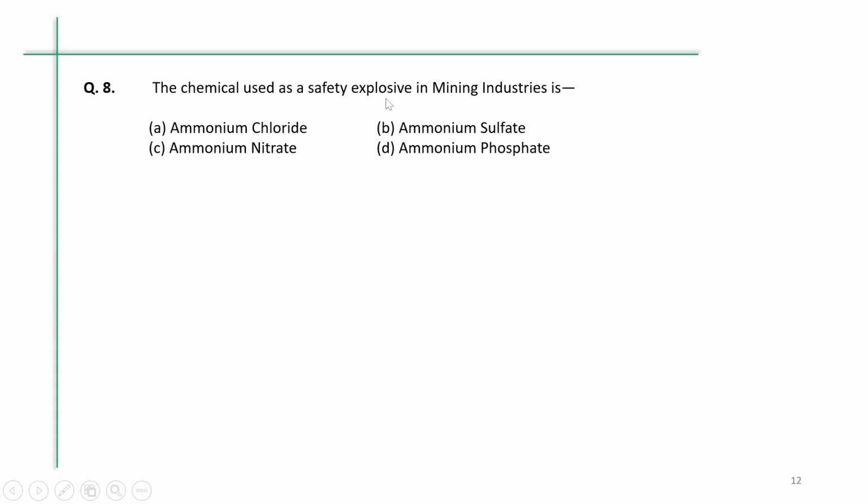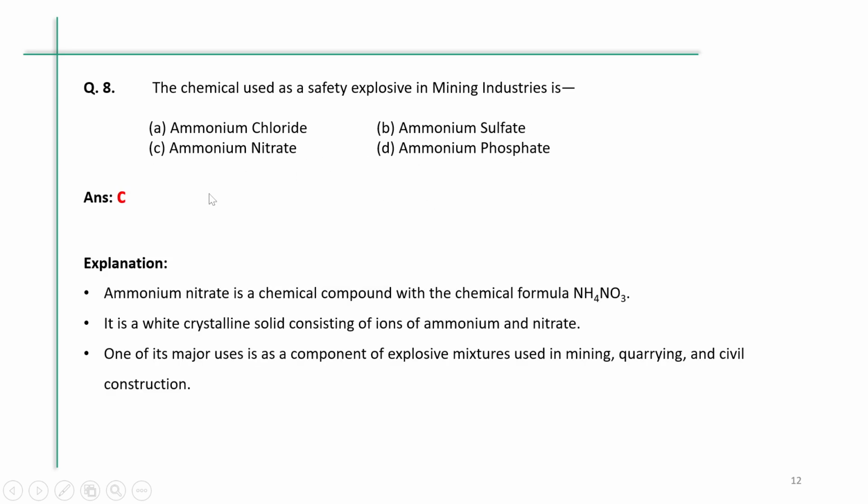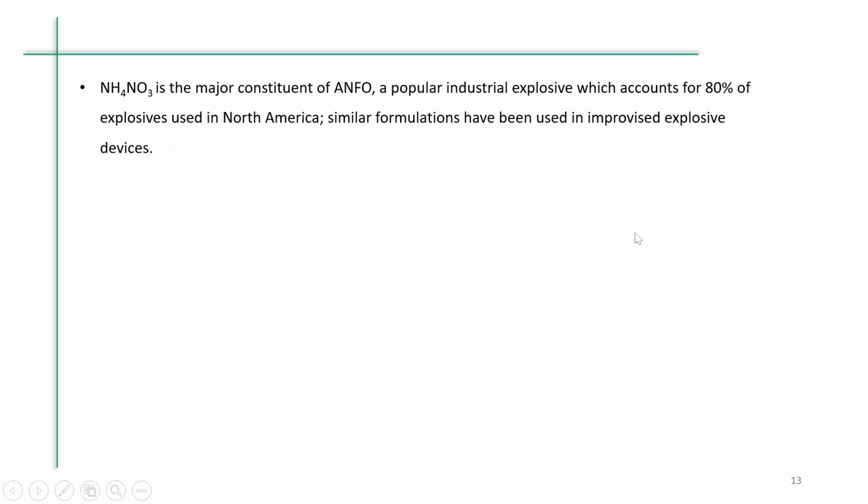Then moving to the next question, the chemical used as a safety explosive in mining industry is ammonium chloride, ammonium sulfate, ammonium nitrate, or ammonium phosphate. Correct answer is C, ammonium nitrate. Why? Because ammonium nitrate is the chemical compound, as we all know, with the formula NH4NO3. This is a white crystalline solid, and this is one of the major components of explosive mixtures used in mining industry.